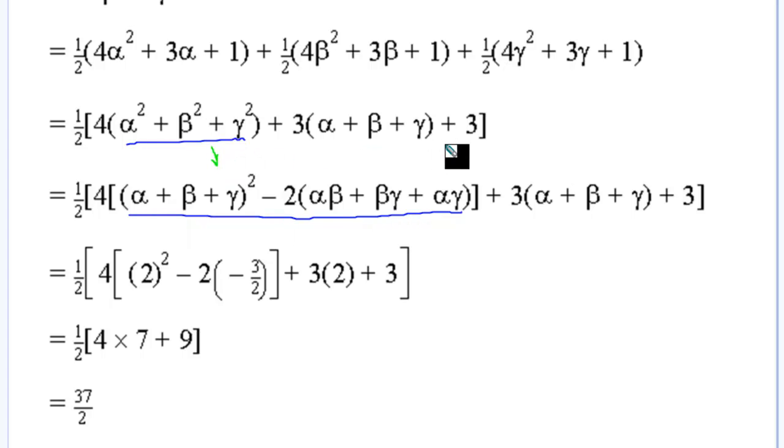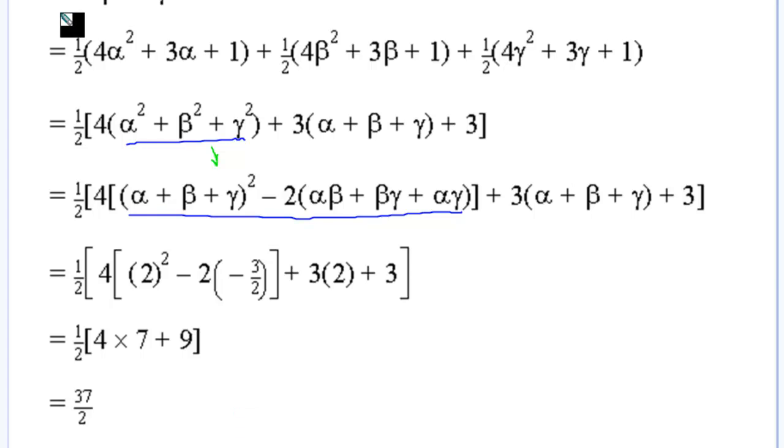And we've got the sum of the roots, and we just collect our ones there to give us 3. Remember, the half's common, so it stays out the front. So 4 lots of the alpha plus beta plus gamma all squared, minus 2 lots of the sum of the roots 2 at a time, 3 lots of the sum of the roots 1 at a time, plus the 3. Get our manipulation all there, put it in the calculator, and we'll get 37 on 2.